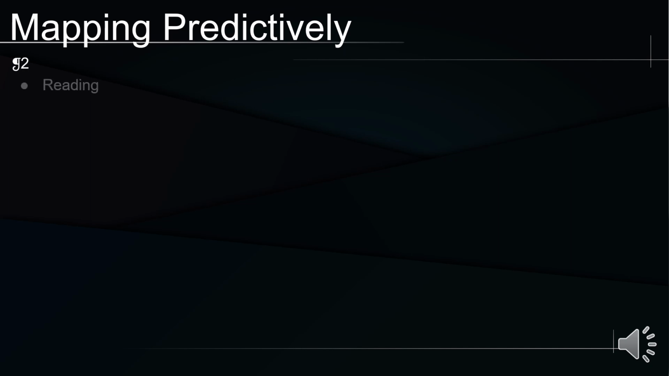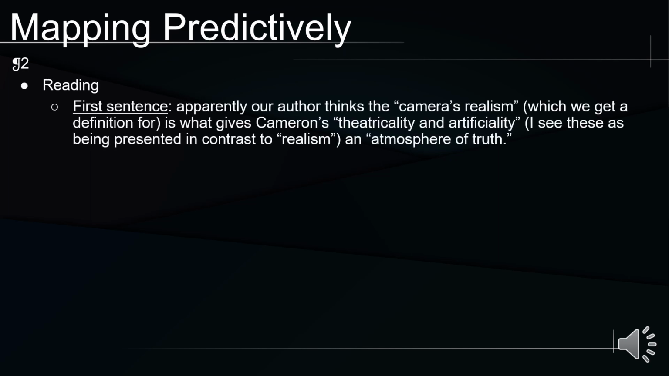Turning along to paragraph 2 here. The first sentence. Apparently our author thinks that the camera's realism, which we again get a definition for, much like we got one for what an FSP is last time, is what gives Cameron's theatricality and artificiality, and I see these as being presented in contrast to realism. The realism is what gives Cameron's work an atmosphere of truth. And ultimately, I do think that that's another complimentary statement by our author.